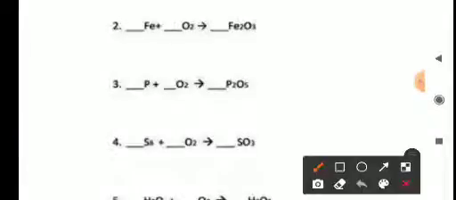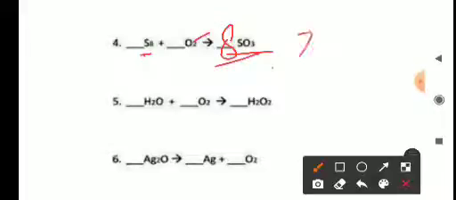Question number 3. Balance this. Here oxygen is 5 and here 2. So you have to add 5 here, then it becomes 10 oxygen. Here only 5, so you multiply by 2, then oxygen becomes 10. Now oxygen is balanced, but phosphorus is not. There is only one phosphorus here and 2 times 2 is 4 on the other side, so add 4 before P. So 4P plus 5O2 gives 2P2O5 is the balanced chemical equation.